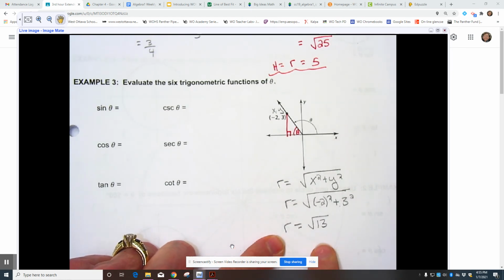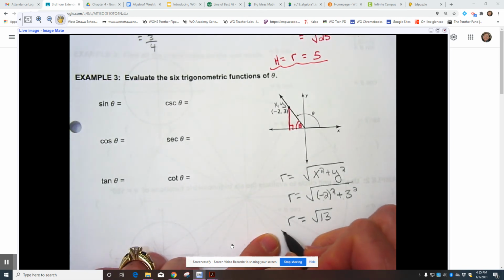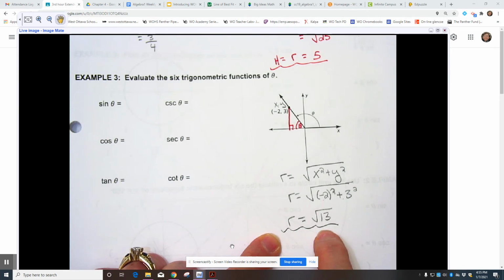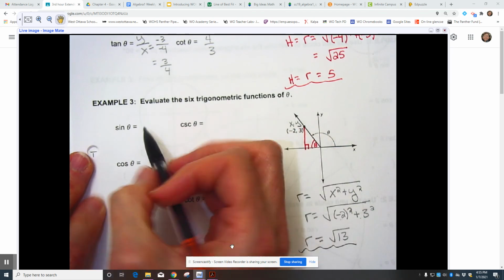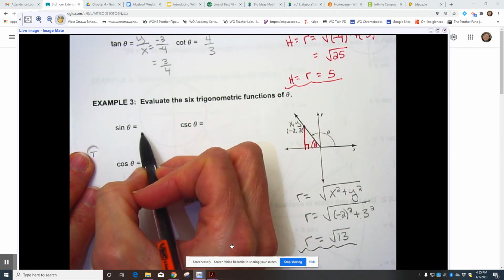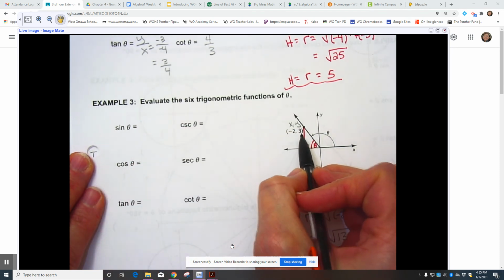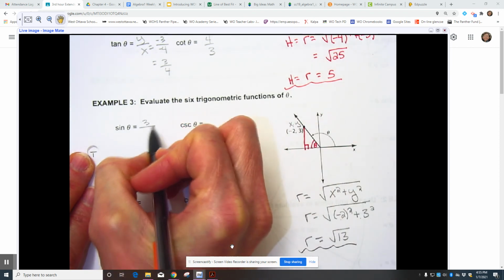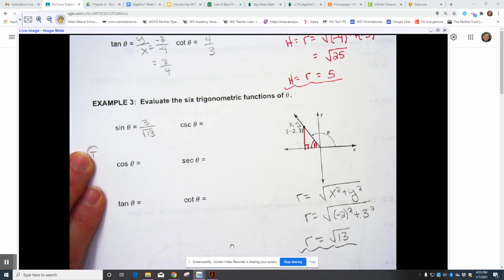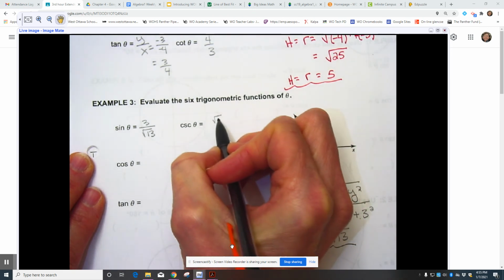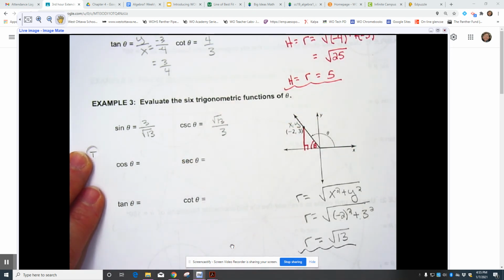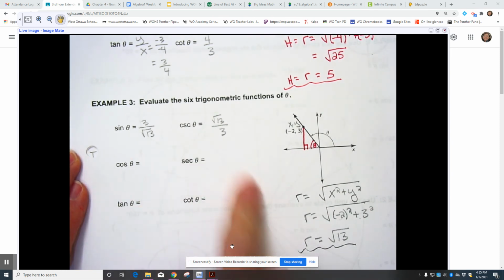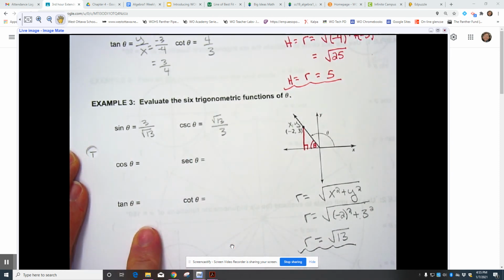Now, if you put square root of 13 in your calculator, you're going to get a decimal. We don't want decimals. So just leave your r in the square root. So r is going to be the square root of 13. So sine, which is y over r, y is 3. That's going to be 3 over the square root of 13. Cosecant is going to be the reciprocal. So I'd like you to pause the video and try to finish this, and then come start the video back up and check it.